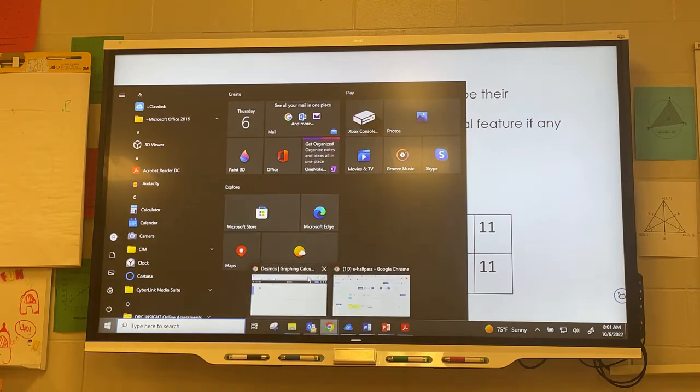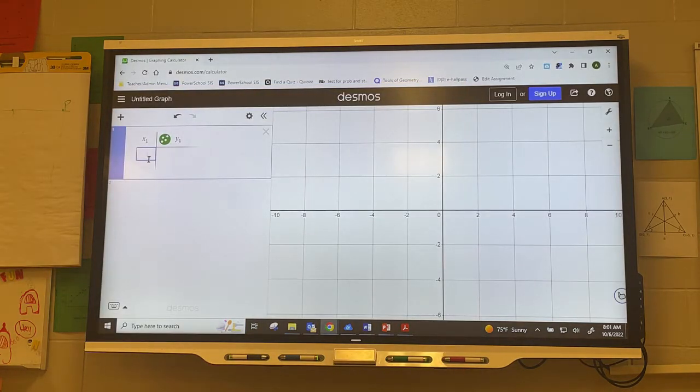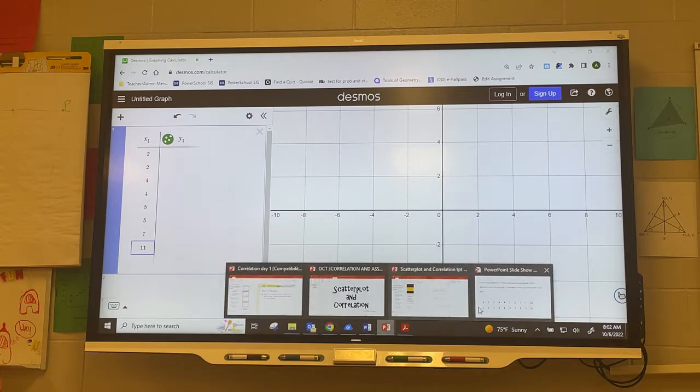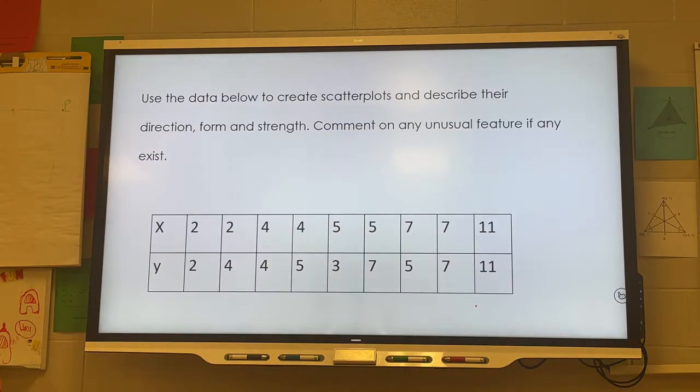So I'm going to add my values in X. So it's 2, 2, 4, 4, 5, 5, 7, and 11. So those are my X values. Now I put my Y values under my Y section. So let's go back and see those numbers. So it's 2, 4, 4, 5, 3, 7, 5, 7, 11.